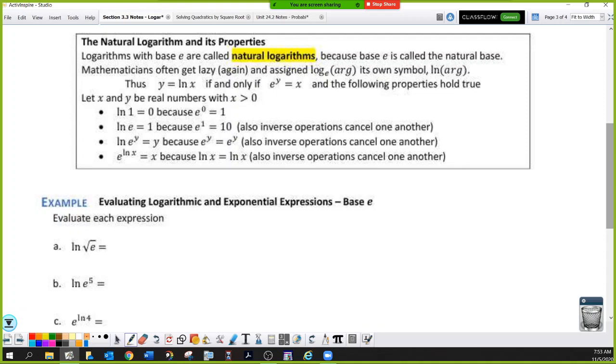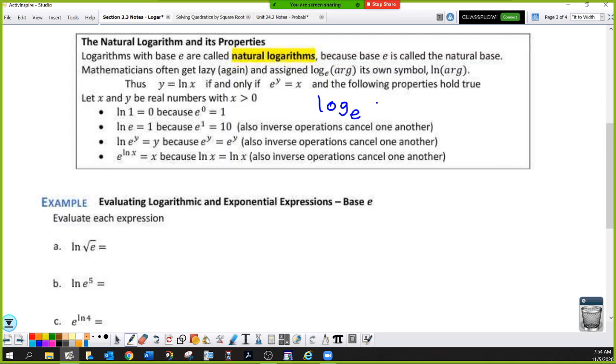E, the number e, is known as the natural base. It's the natural base. And it is actually insanely common in mathematics. It shows up all the time. So since the natural base e showed up all the time, that necessitated its inverse to show up all the time as well, log base e. Mathematicians got sick of writing log base e.